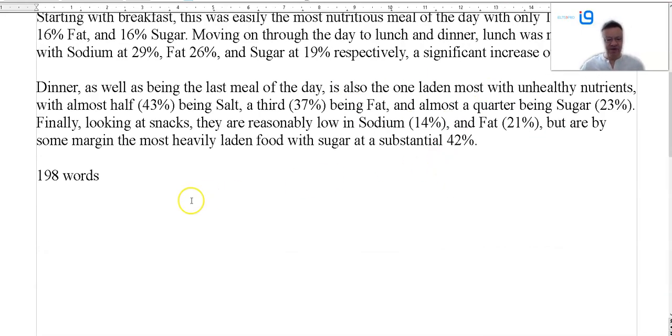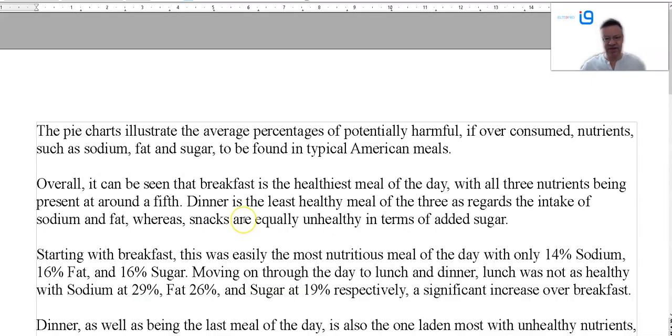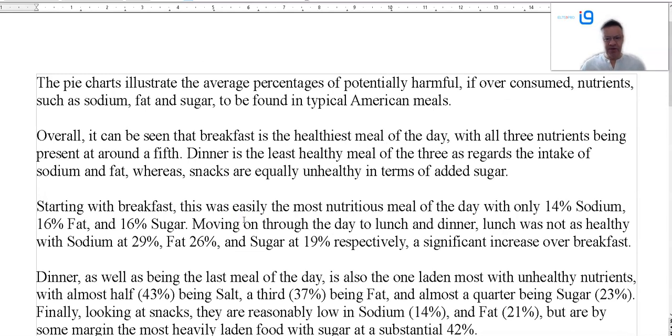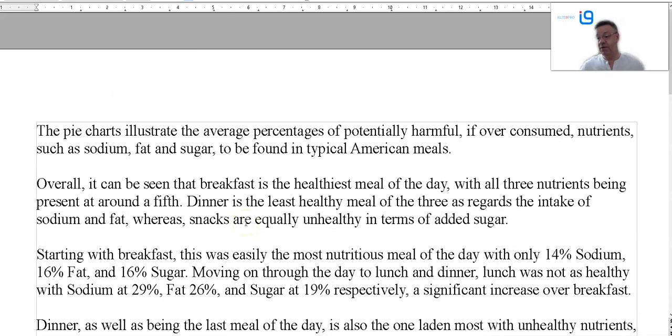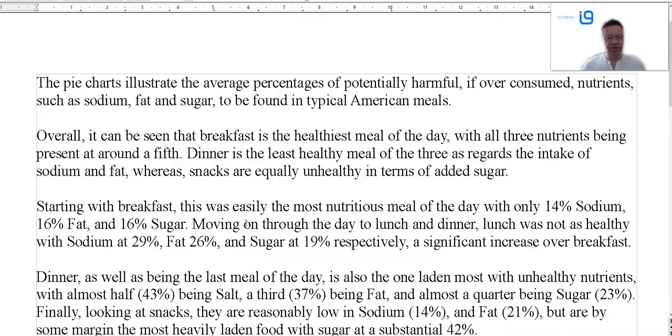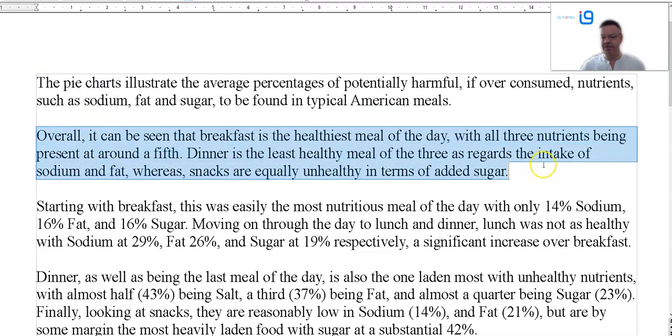Okay, this is 198 words, so that's good. That is fine. So the pie charts illustrate average percentages of potentially harmful, if overconsumed, nutrients such as sodium, fat and sugar to be found in typical American meals. Okay, so paragraph 1, sentence 1 or 2, introduction. Now, as I keep saying, overview, very important. Lots of you don't get it or don't do it correctly.